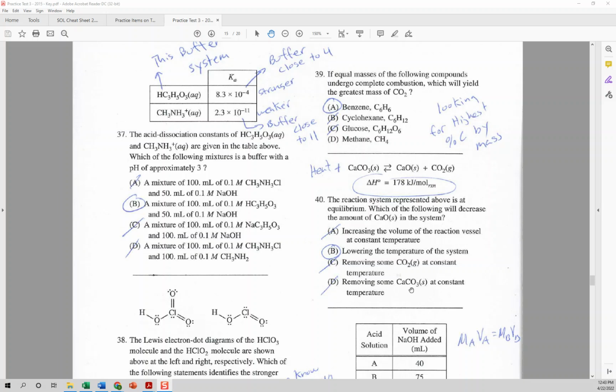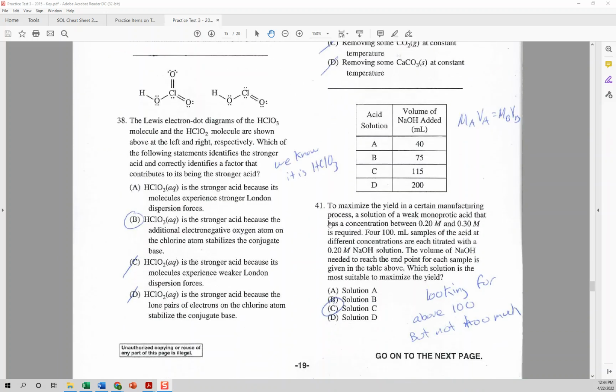Removing solid CaCO3, remember adding or removing a solid directly does not cause a shift, so watch out for that one. I bet a lot of kids pick this one because they forget that Le Chatelier's principle trick. Adding or removing a solid doesn't cause a shift. The key here was understanding positive delta H, endothermic, lowering heat is going to cause it to shift to the left, all right?